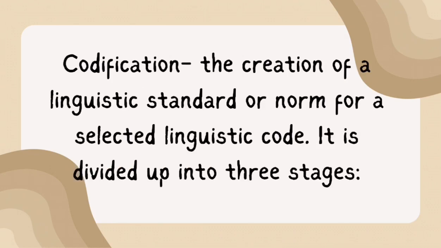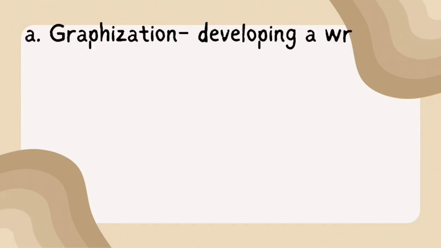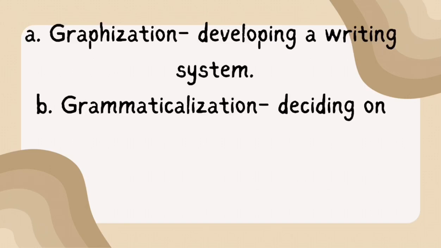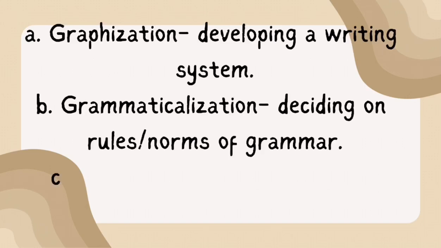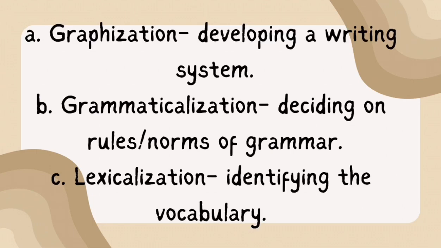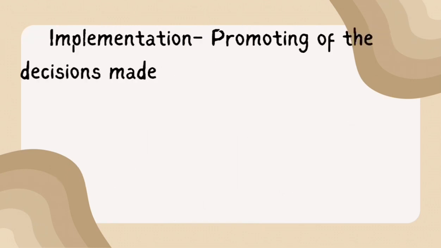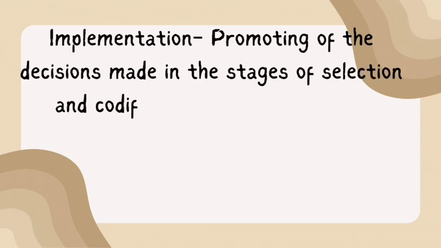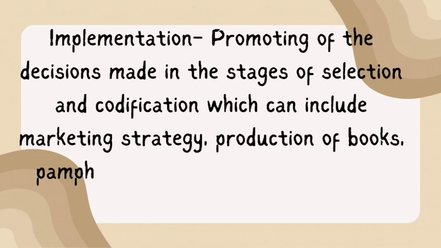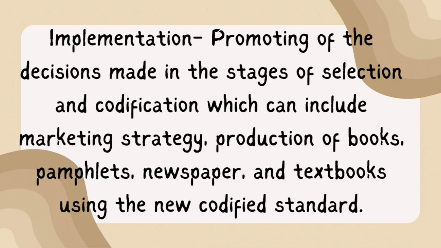It is divided into three stages. The first one is graphization, developing a writing system. Second is grammaticalization, deciding on rules or norms of grammar. And lastly, lexicalization, identifying the vocabulary. The next one is implementation, promoting the decisions made in the stages of selection and codification, which can include marketing strategy, production of books, pamphlets, newspapers, and textbooks using the new codified standard.